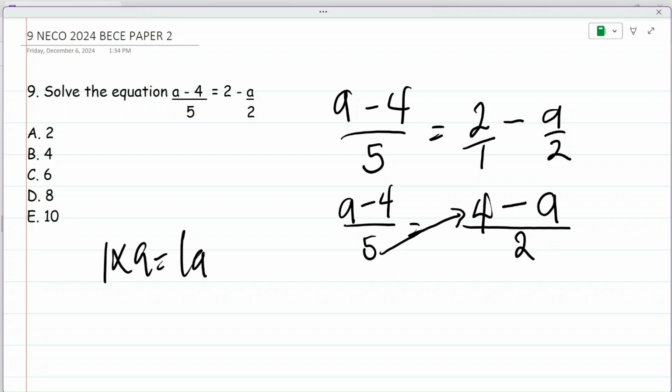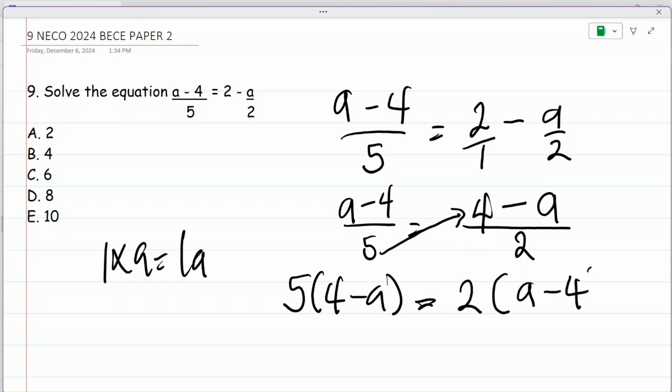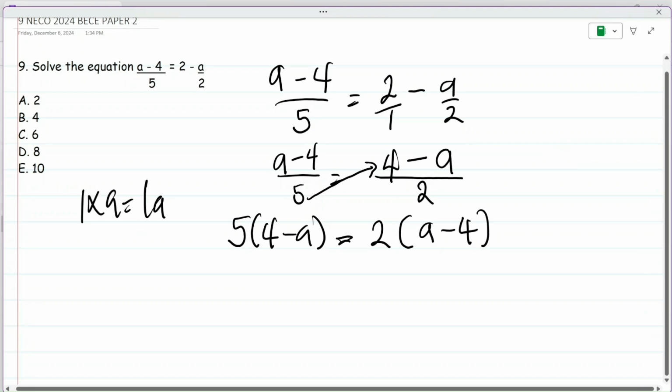5 times 4 minus a. So you have 5 into open bracket 4 minus a in close bracket. Note, this 5 affects both the 4 and the a. Put in brackets. Equals, on the other side of the equals sign, you have 2 times a minus 4. You have 2 into open bracket a minus 4. You have to put it in bracket because this 2 affects not just the a or not just the 4, but both the a and the 4. At this point, we open the bracket.